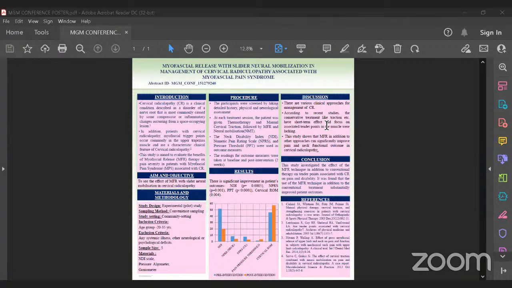In the discussion, recent studies show that conservative treatments like traction and thermotherapy have short-term effects, and focus on associated tender points in muscles was lacking. This study shows that MFR in addition to other approaches can significantly improve pain and neck functional outcome in cervical radiculopathy. To conclude, we found that use of MFR technique in addition to conventional treatment substantially improved patient outcomes. These were my references. The limitation of the study was that it is a pilot study, so the sample size was small. The future scope is that a larger number of participants included in the study can validate the results. Thank you.